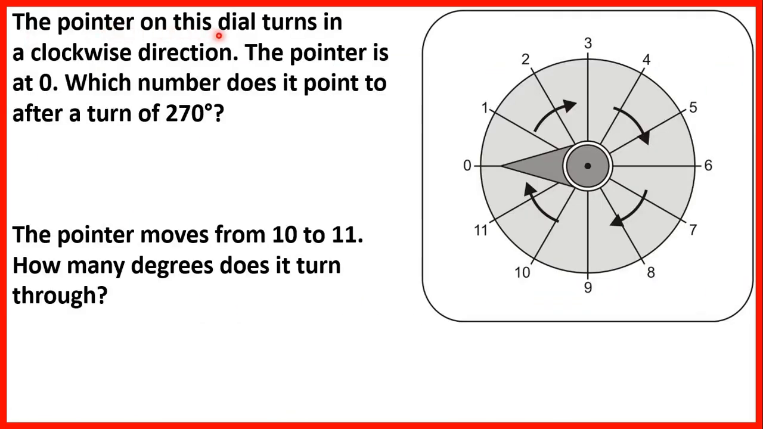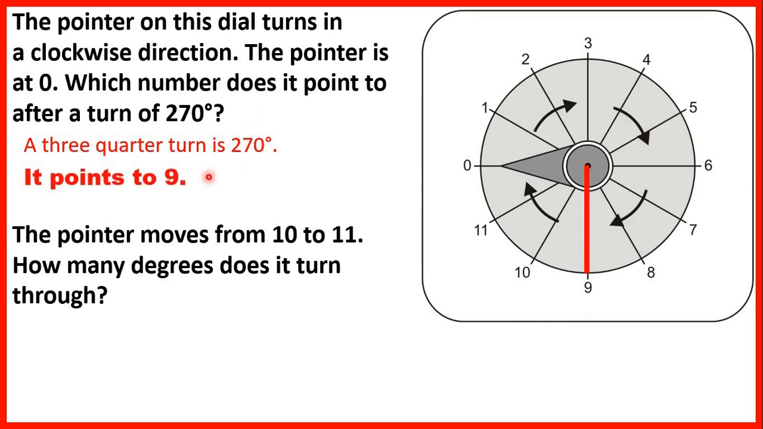The pointer on this dial turns in a clockwise direction. The pointer is at 0. Which number does it point to after a turn of 270 degrees? So if we remember, a whole turn is 360 degrees, which means that 270 degrees is a 3/4 turn. So we're starting at 0 and then turning 3/4 of the way around. So when that happens, the pointer points to 9.